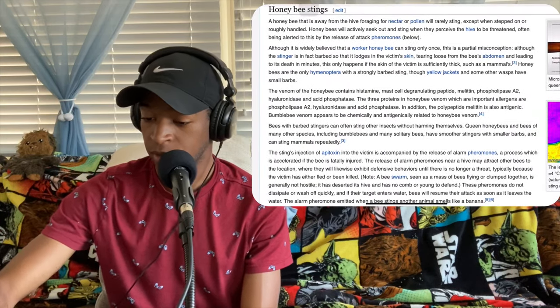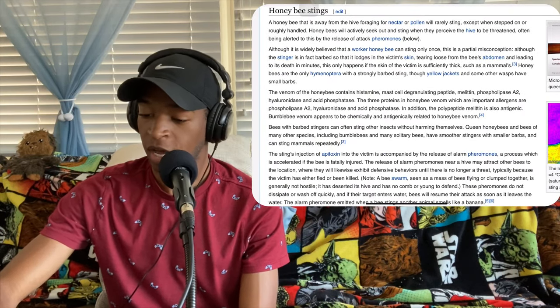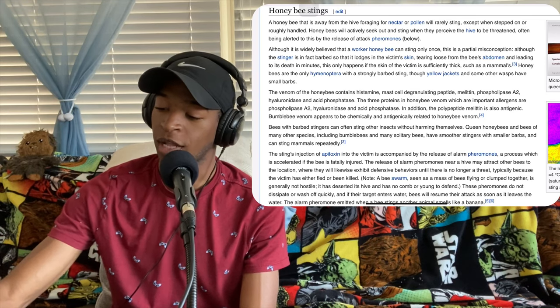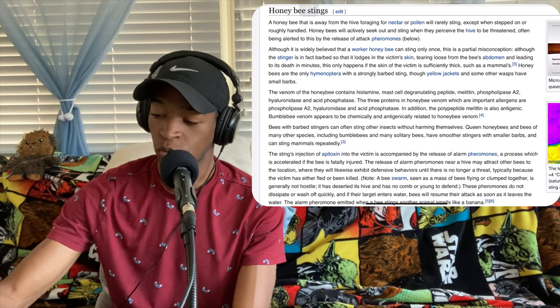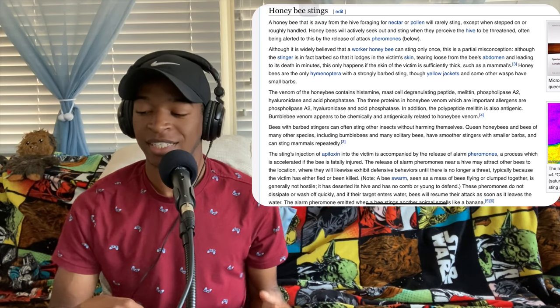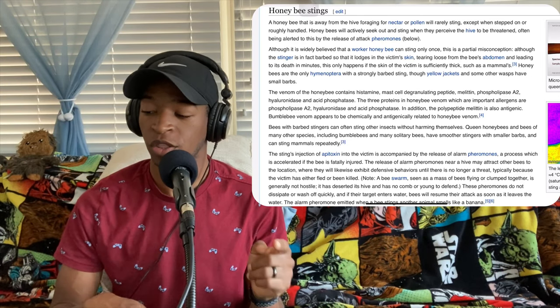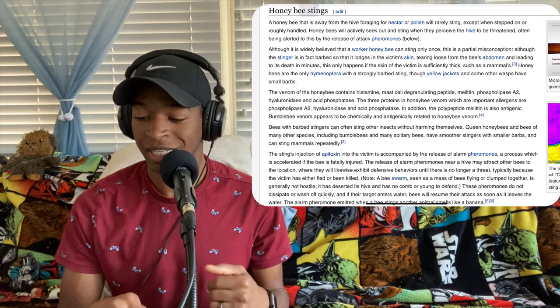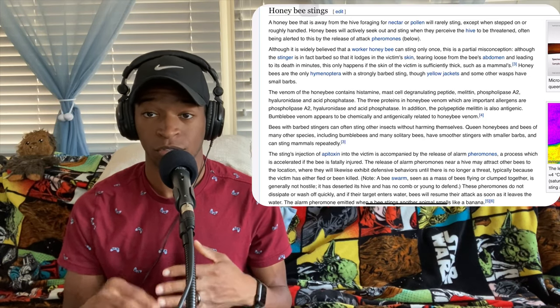Okay, let's see. Honeybee stings. A honeybee that is away from the hive foraging for nectar or pollen will rarely sting, except when stepped on or roughly handled. Honeybees will actively seek out and sting when they perceive the hive to be threatened, often being alerted to this by the release of attack pheromones.